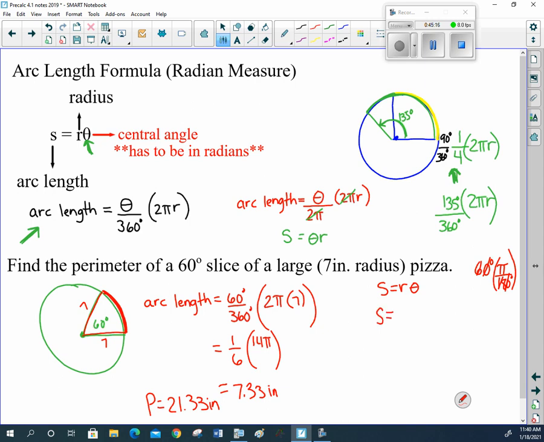So I would just take that and say, okay, my radius is 7, times pi over 3. Okay, let's see what we get. 7 times pi divided by 3, and we get the same answer, 7.33. So they both work, and whichever one you want to use is fine. You just have to know that S equals R times theta has to be in radians to use that formula. Otherwise, you have to do the other formula.